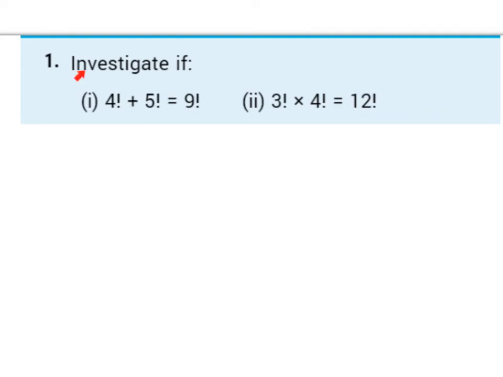Question 1. Investigate if 4 factorial plus 5 factorial equals 9 factorial. And investigate if 3 factorial multiplied by 4 factorial equals 12 factorial. Well, we know that 4 plus 5 equals 9, but does 4 factorial plus 5 factorial equal 9 factorial? This may not necessarily be true. Likewise, we know that 3 times 4 equals 12, but does 3 factorial multiplied by 4 factorial give us 12 factorial? So let's have a look.